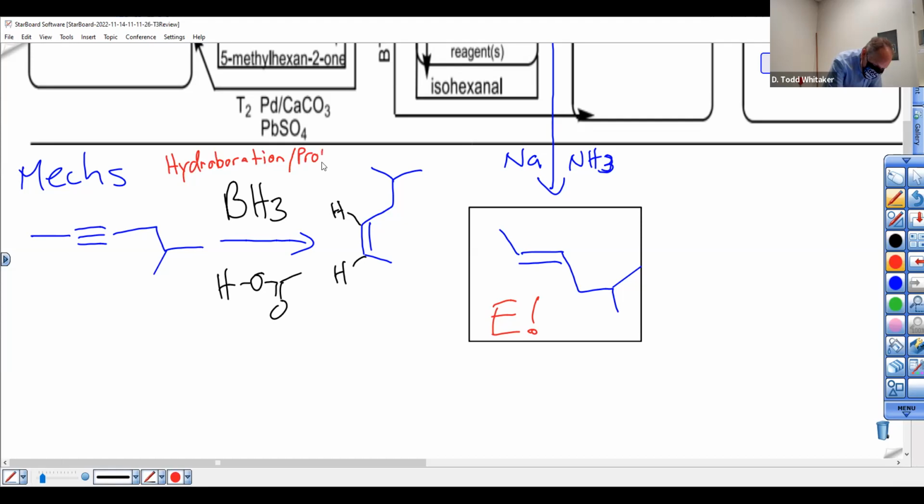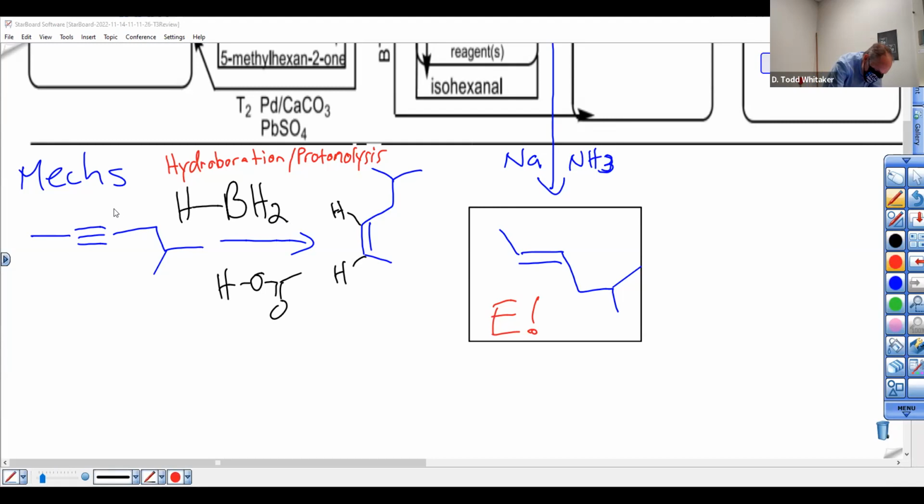And the hydroboration mechanism is not even new. It's old. Protonolysis is not really new either. So yes, it's going to be on the test. And this is not new, so I'm not upset. I'm changing this because it'll be like this on your test. If this question's on your test, that won't be BH3 anymore over there, because it's still BH3, the original.